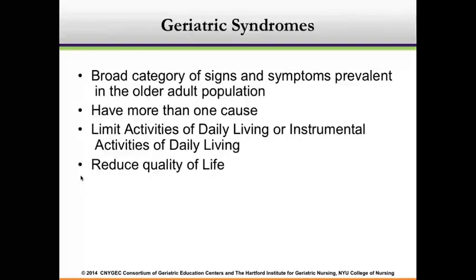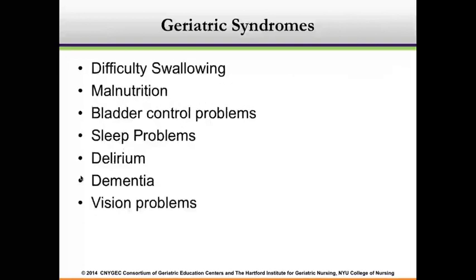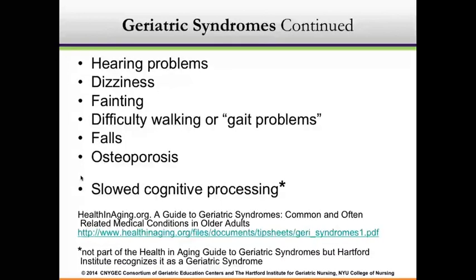So there are broad geriatric syndromes. These are categories of signs and symptoms that are prevalent in the older adult population. They often have more than one cause, and they limit activities of daily living or instrumental activities of daily living. And they certainly reduce one's quality of life. This is a list that comes from the American Geriatric Society: difficulty swallowing, malnutrition, bladder control problems, sleep problems, delirium, dementia, vision problems, hearing problems, dizziness, fainting, difficulty walking or gait problems, falls, osteoporosis, and one that we have added called slow cognitive processing.